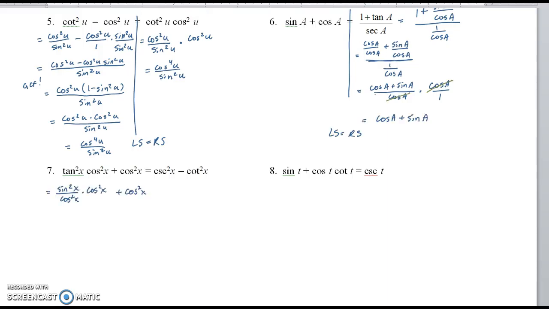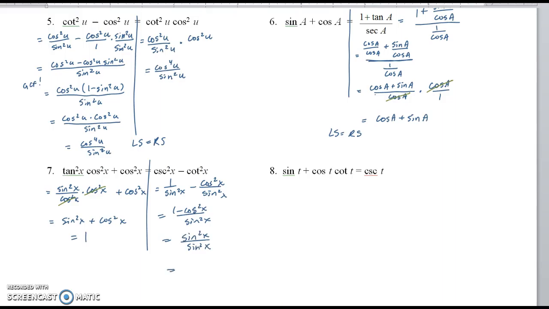Okay, let's try this. A little bit of technical difficulty there. On number 7, we're going to be doing tan squared, cos squared, and rewrite that as the cosines and sines, and you can cancel away the cos squareds on the left, giving you sine squared plus cos squared, which equals 1. On the right, 1 over sine squared is going to become cos squared x, sine squared x, 1 minus cos squared x over sine squared x. And you recognize that as sine squared x over sine squared x, and that's equal to 1. Left side equals right side. So we're good that way.